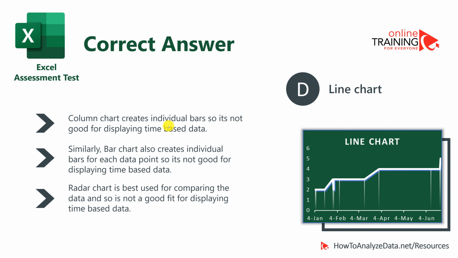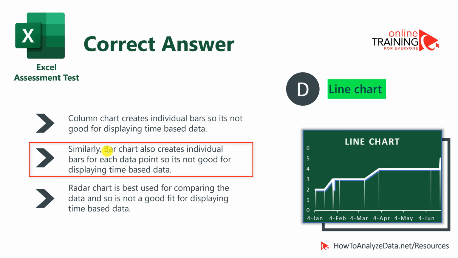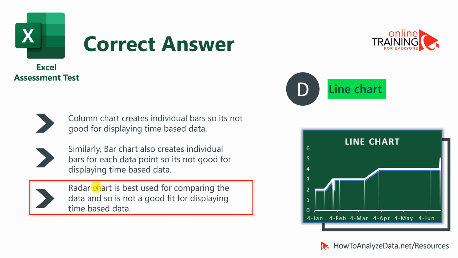So as you have figured out by now, the correct answer is D, which is the line chart. And the reason it's the correct answer is because other choices are incorrect, and that's definitely the best way to display time-based data. So what we know is that column chart creates individual bars, and it's not good for displaying time-based data. And bar chart does the same. And then radar chart is best used for comparing the data, and it's not a good choice for displaying time-based data. So the correct choice is D, line chart.